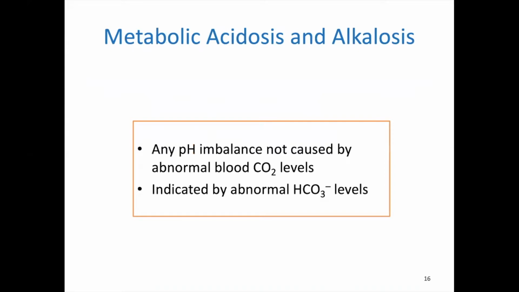With our metabolic acidosis and alkalosis, really it's like any pH imbalance that we have that's not caused by abnormal CO2 levels in the blood. So if it's not happening through the respiratory system, we're going to classify it as metabolic. And it is also indicated by having abnormal bicarbonate levels. So that's what we'll be able to read if we were to have blood drawn to be able to note what those bicarbonate levels are.